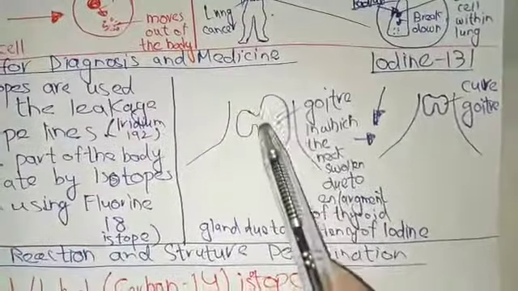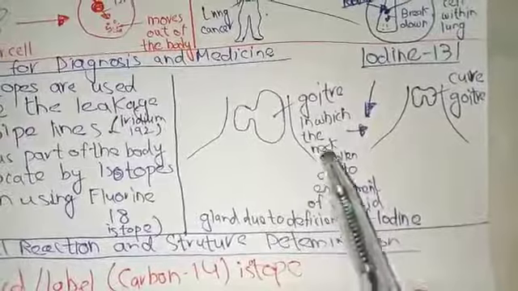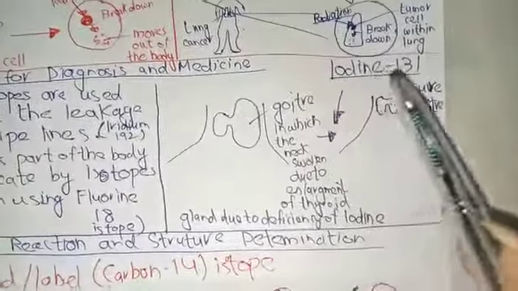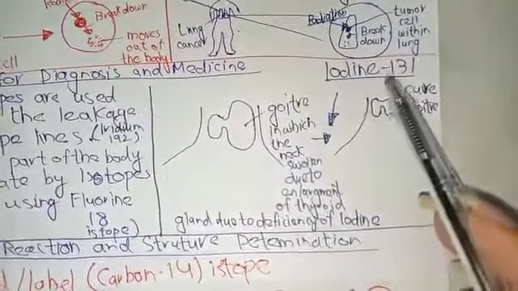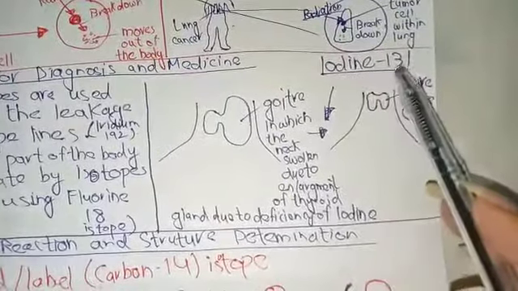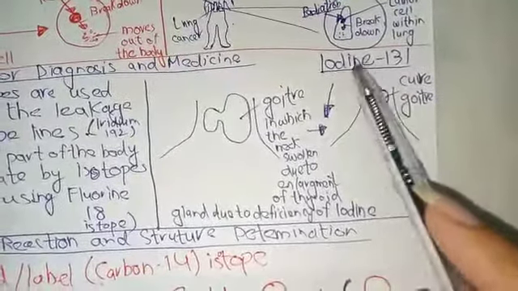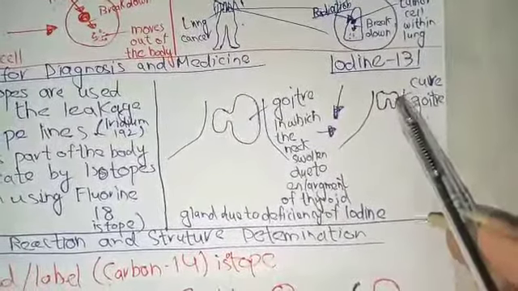Just look at this, here the thyroid gland enlarges, and due to the enlargement of the thyroid gland the neck region swells. Now class, to treat the goiter, we will use another radioactive isotope that is known as iodine 131. When the patient takes the iodine 131, that iodine 131 radioactive isotope is used to cure the goiter.